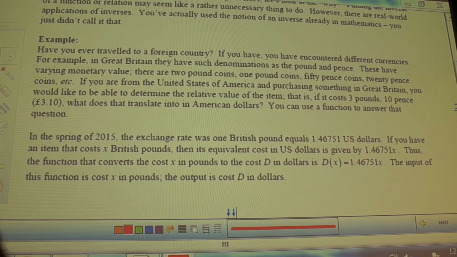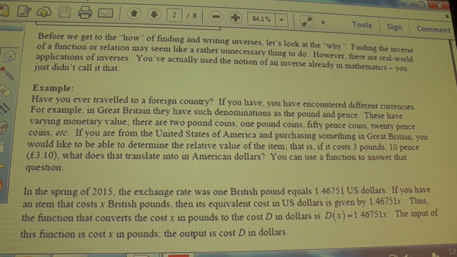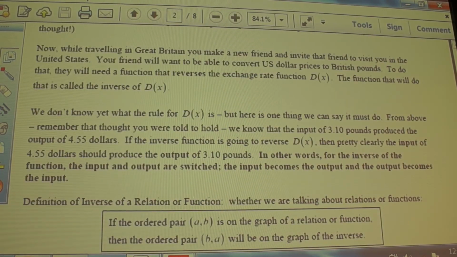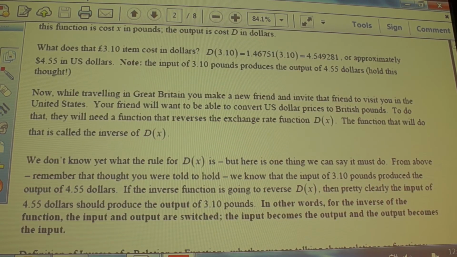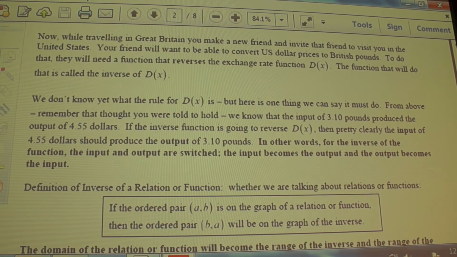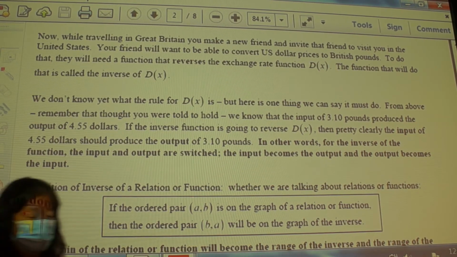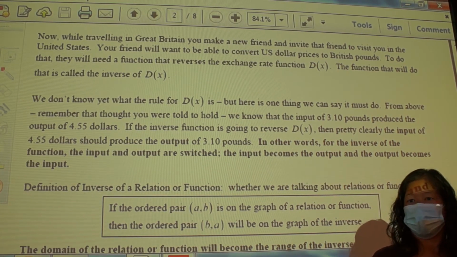But say someone was coming from the United States to here, right? You meet a friend, you invite them to the United States, they need to do the opposite. They need to know if something's in dollars, how much is it going to cost in pounds?